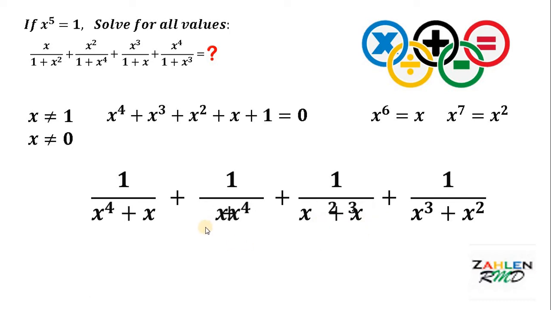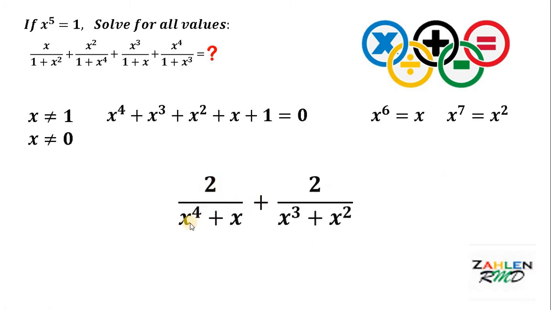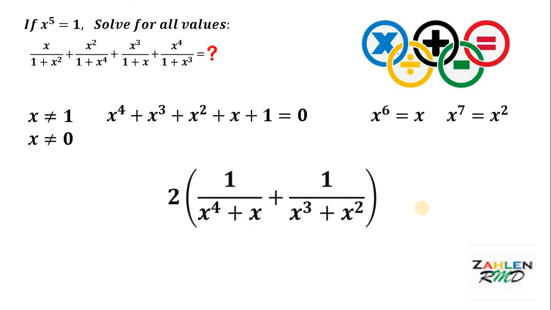Therefore, we have x to the fourth plus x and x cubed plus x squared. Now, take note that the first two terms are similar and the last two terms of this expression are also similar. So, we can combine them. If we do that, we get 2 all over x to the fourth plus x plus 2 all over x cubed plus x squared. Now, we can factor out 2. Next, let's combine these two fractions.